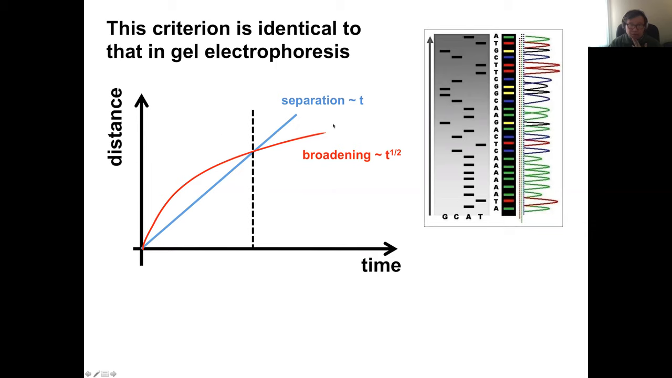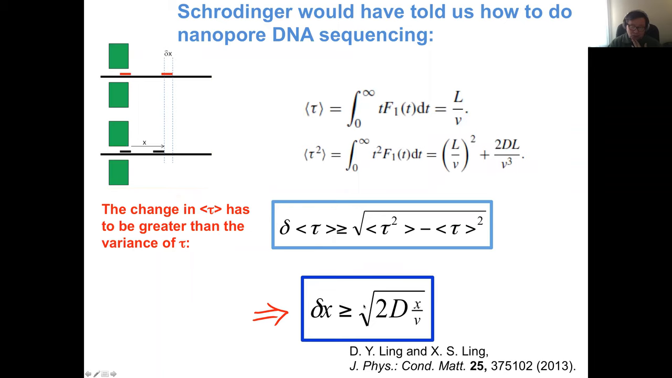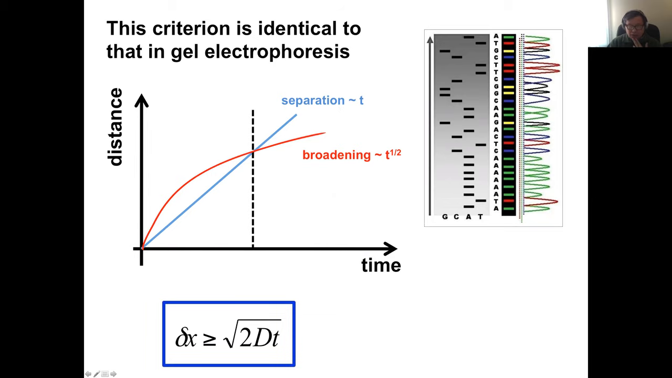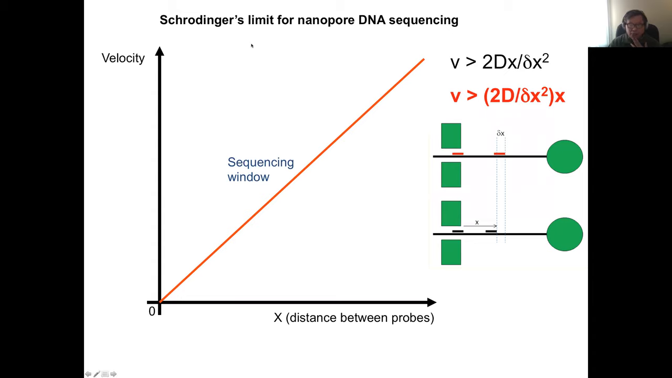So the separation in space in Sanger's method is essentially what we do in nanopores. In other words, we can separate as long as this delta x is larger than 2Dt. Okay, so this is the same as this. So when the separation is larger than the broadening, then you can separate. Okay, but before that you cannot separate. Okay. So this is the same mechanism physically, as a matter of physics principle.